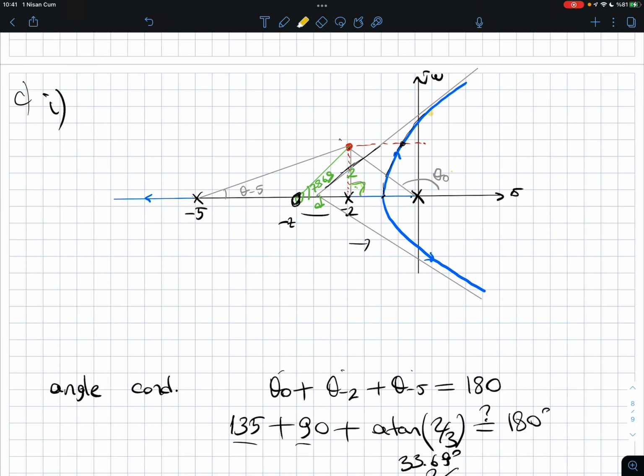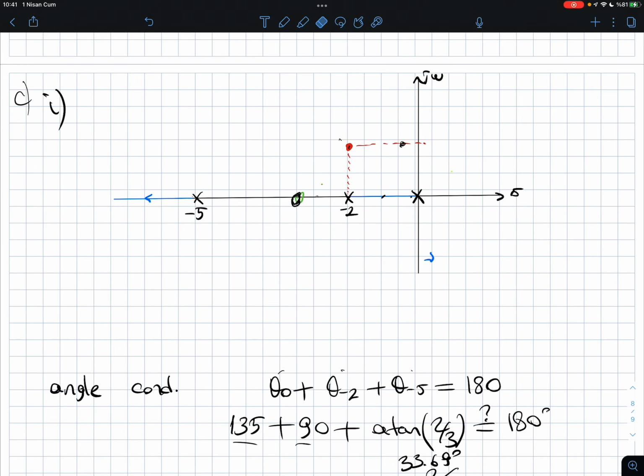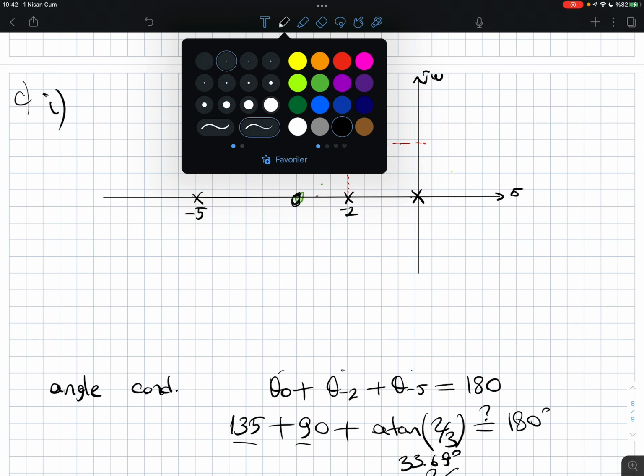Hope that I can sketch the root locus. Now the asymptote angles also change, by the way. So let's get rid of the angle conditions here. So there we go. So now the root locus will change. And now the asymptote angles are 90 degrees and minus 90 degrees. And you can also work out where the asymptote intersection point will be.